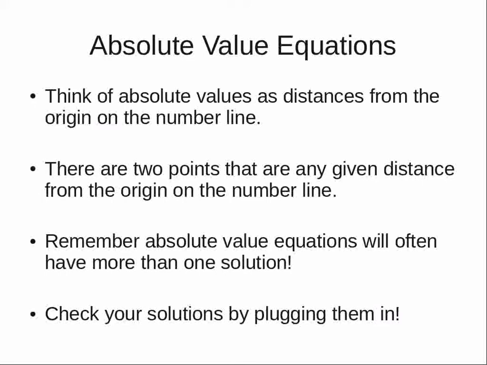Now remember that on the number line there are 2 points that are any given distance from the origin. For example, how many points on the number line are 4 units away from the origin? Well, there's 2. You could be standing on the point that corresponds to the number 4, or you could be standing on the point that corresponds to the number minus 4. Because there's 2 points that have the same distance, then absolute value equations will often have more than one solution.